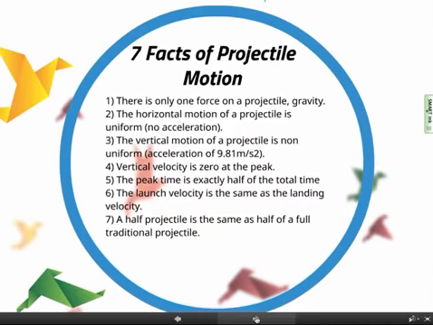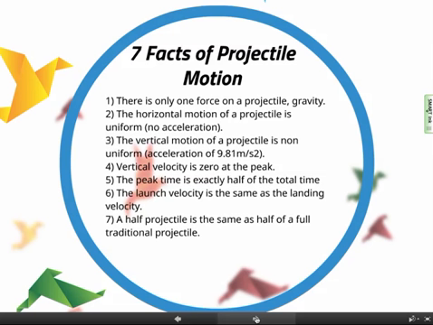Okay, 7 facts of projectile motion. Number 1, there's only one force on a projectile, it's gravity. That's it. 2, the horizontal motion of a projectile is uniform, meaning it's constant. Meaning you only use one equation for it, v equals delta d over delta t.